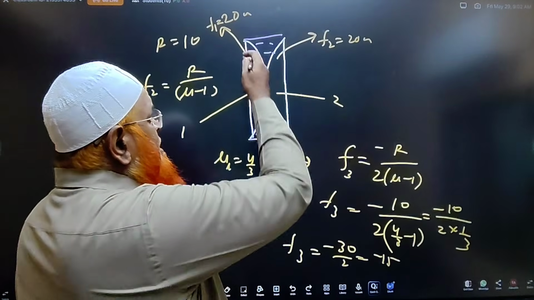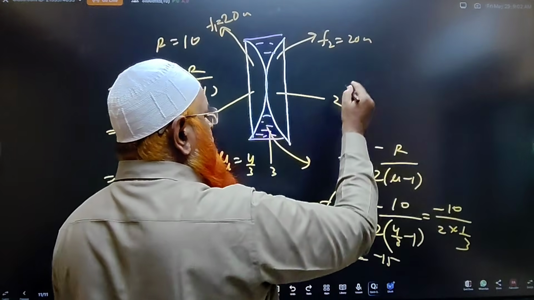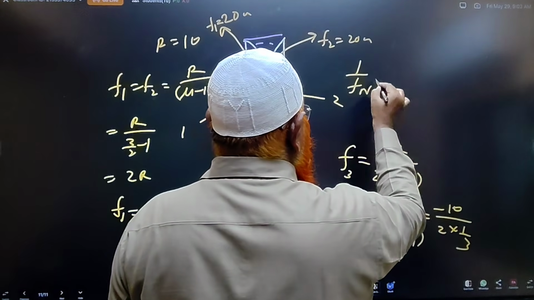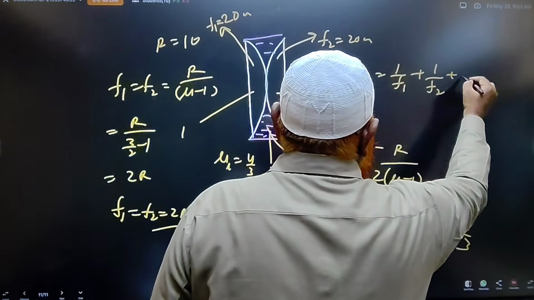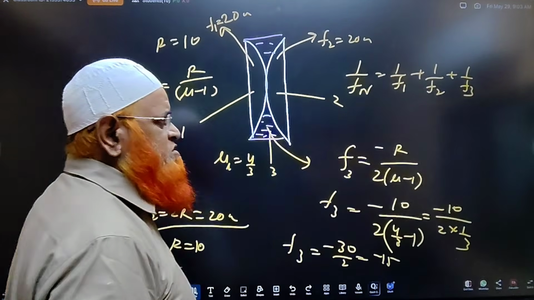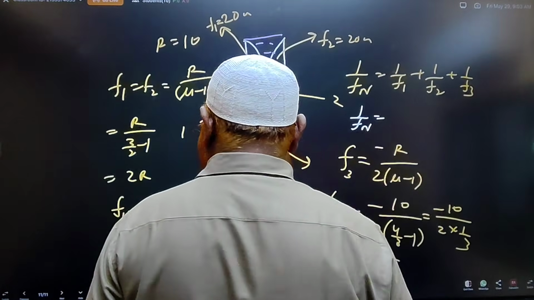So here also there is one plano-convex, one equiconcave, and again one more plano-convex. So the same formula: 1 by f net is equal to 1 by f1, plus 1 by f2, plus 1 by f3. Write always positive signs only. But while solving, what will you do? 1 by f net is equal to 1 by f1.